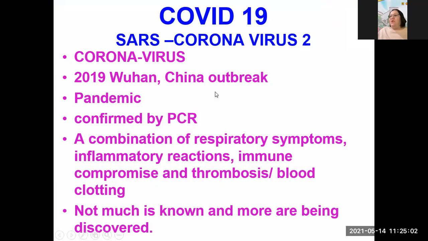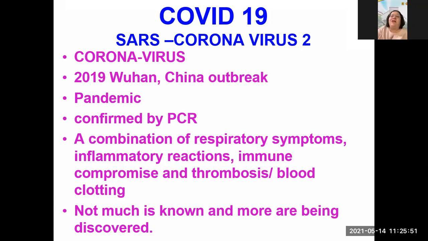Okay. So COVID-19, this is the SARS coronavirus 2. In 2019, there was an outbreak in Wuhan, China. It is now causing a pandemic. And like SARS-CoV virus 1, it is confirmed by PCR. It has a combination of respiratory symptoms. So this is a bit different from the first SARS. Right now, we are seeing a combination of respiratory symptoms, inflammatory reactions, immune compromise, and thrombosis and blood clotting in patients. So not much is known, and more is being discovered every day.